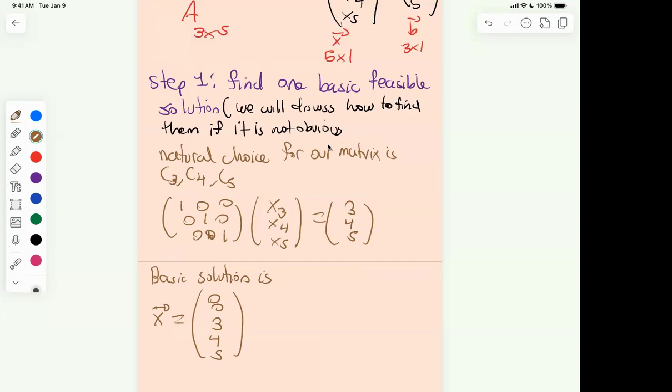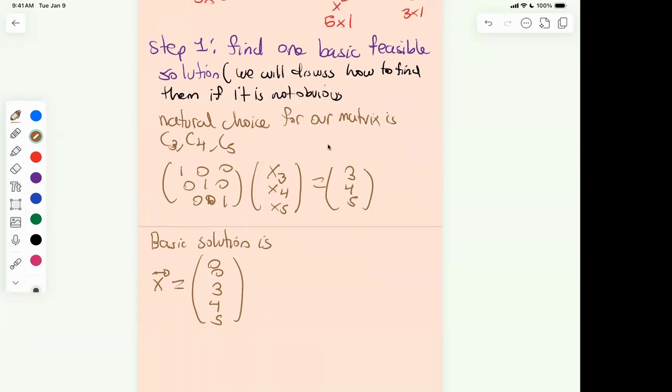Is that okay? Is that making sense? By the way, and this is why I wanted the diagram, for you to kind of access it, because this basic solution lives in 5 dimensions. This lives in 5D, lives in R5, what you call R5.